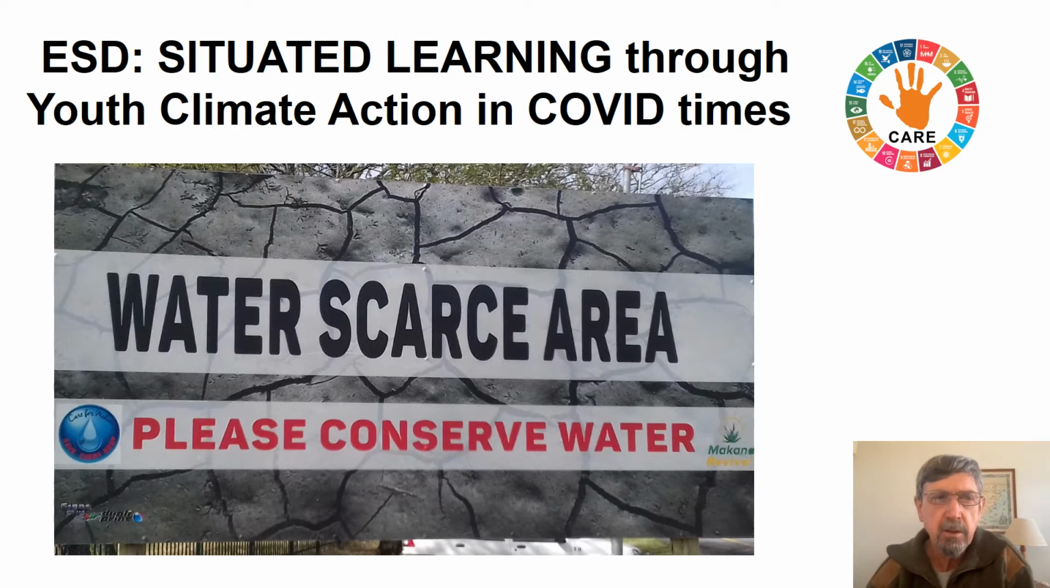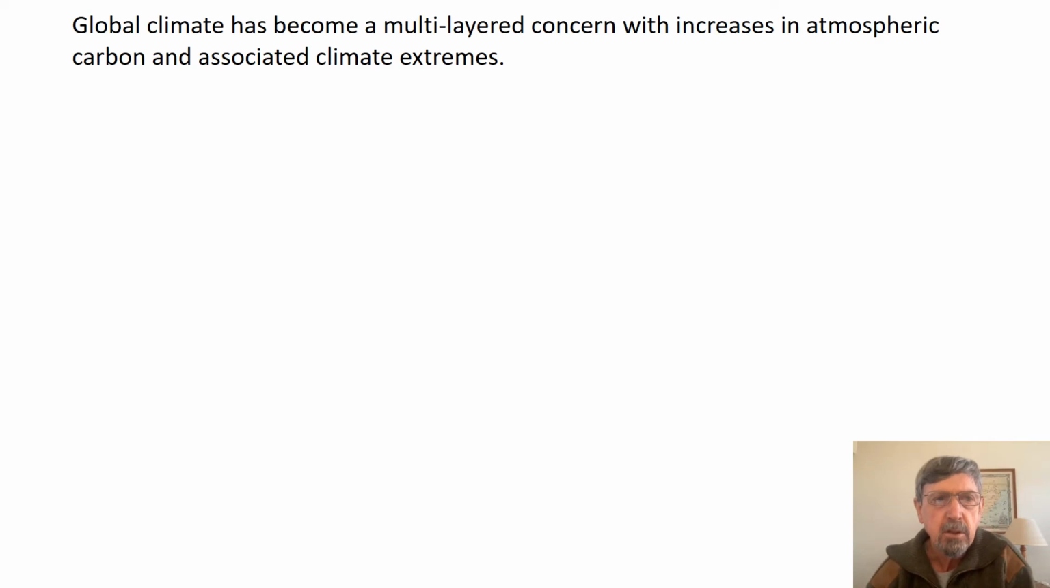And I thought to use a youth climate action example in COVID times. And the sign represents the area of Makanda, which is a water scarce area. And of course, when we look at climate, we look at global climate becoming a multi-layered concern with increasing atmospheric carbon and associated climate extremes.